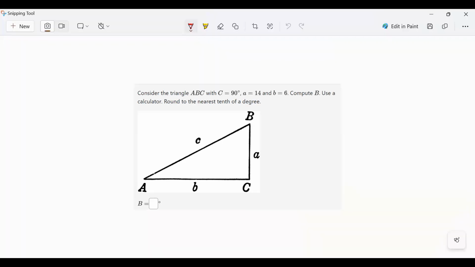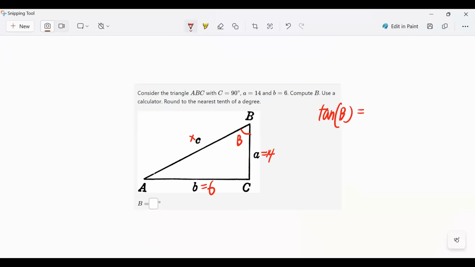So A is 14, B is 6. We don't need C, right? It's not necessary. We can use either sine, cosine, or tangent, right? Or you can also get C if you want to, but it's not necessary. So we're going to do A over B, or B over A, using tangent or cotangent of angle B. So we are looking for angle B here.